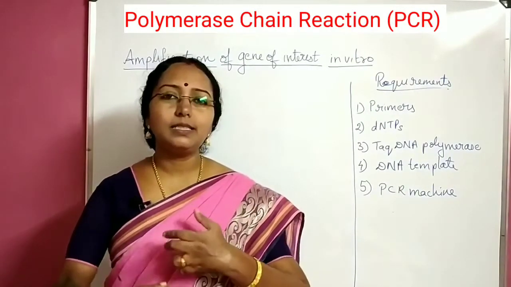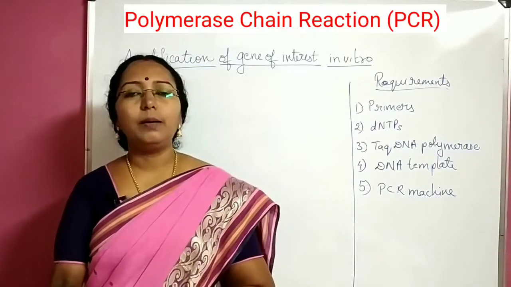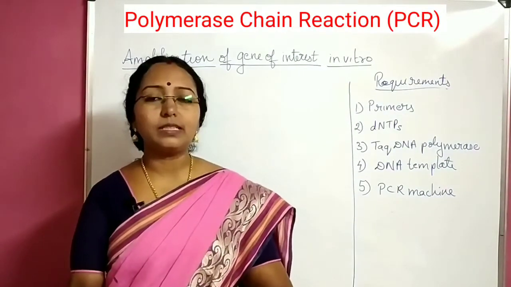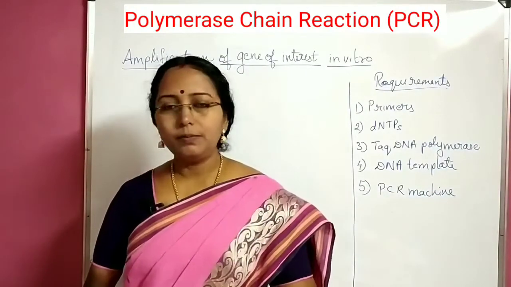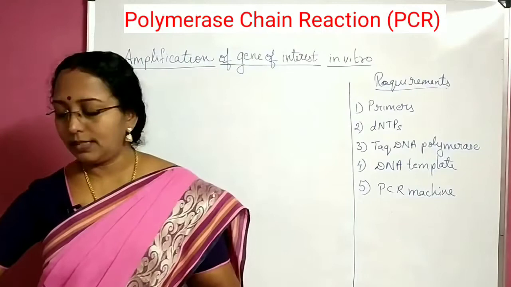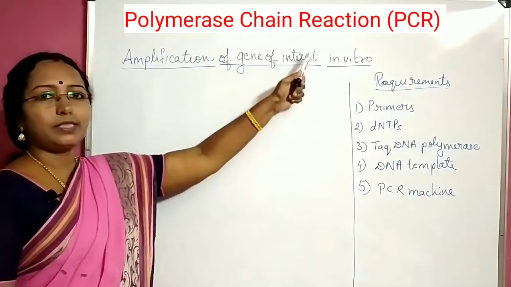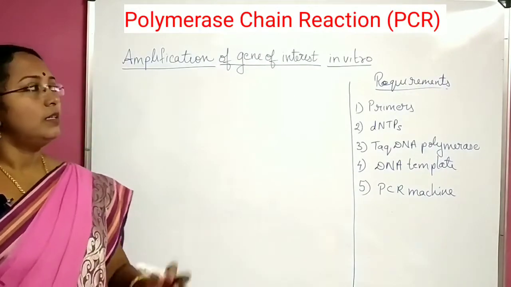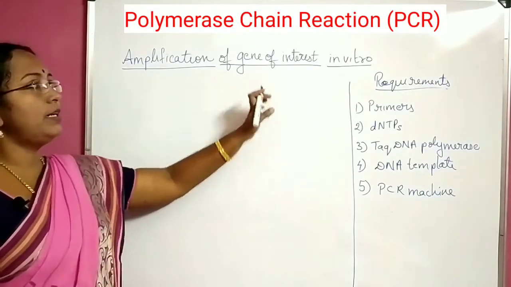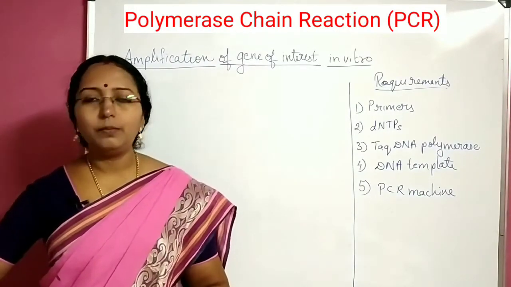Amplification means getting multiple copies, like we take Xerox copies, no? Same way. So amplification of gene of interest in vitro, that's our topic for today. The simple method used for that is polymerase chain reaction. Polymerase chain reaction is the simplest method that is done for amplifying the gene of interest in vitro. This is a very simple method.